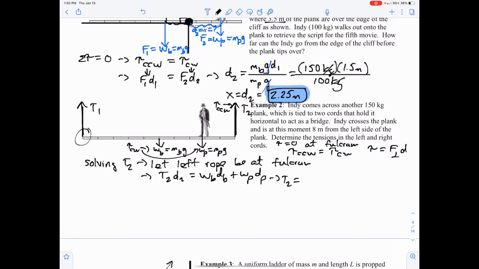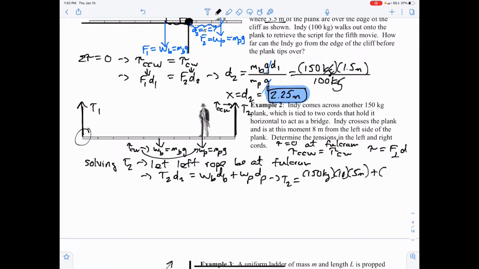So for T2, the weight of the board would be M times g, so it would be 1,500 kilograms times g, which is 10, times the distance of the board. The distance of that force applied from the point of rotation here is clearly 5 meters.